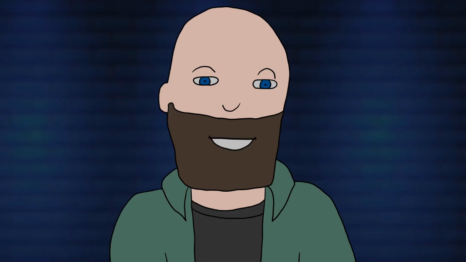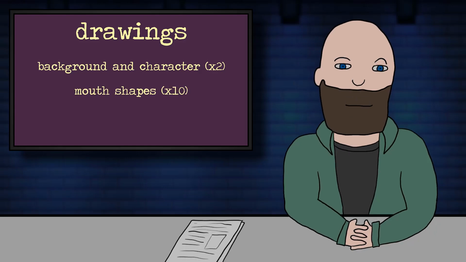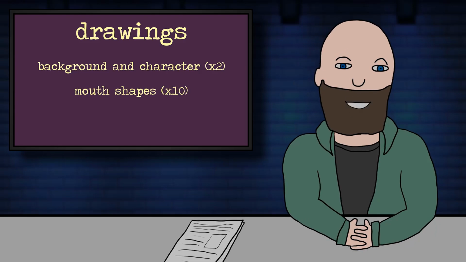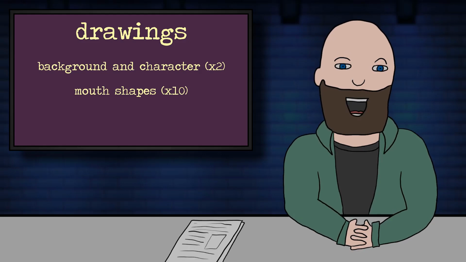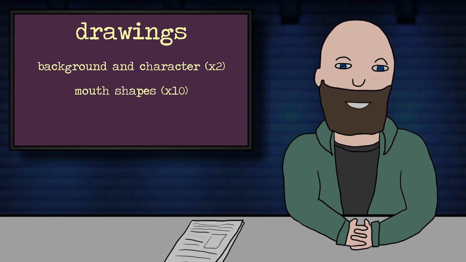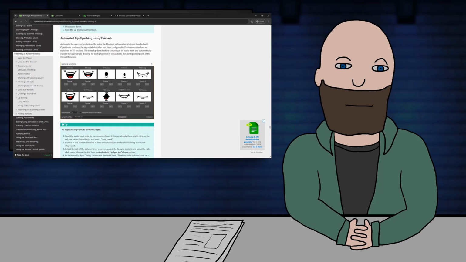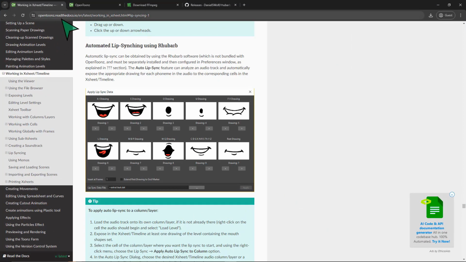Now the other drawings we need are mouth shapes. The Rhubarb software and OpenToonz are looking for 10 specific mouth shapes that it's going to use to generate the auto lip sync effect. So where do we get that information? I'm going to switch over to a browser here. I'm currently in the OpenToonz documentation.